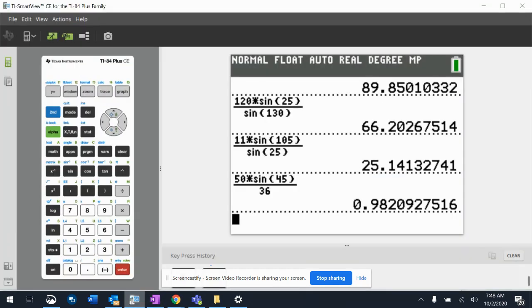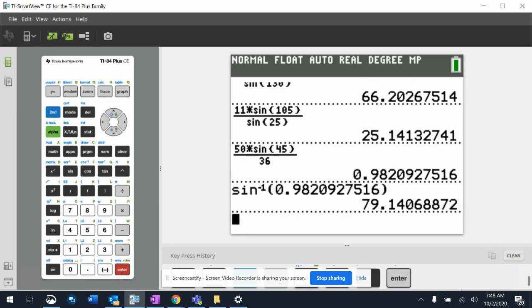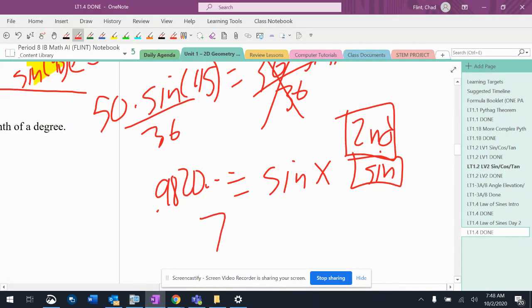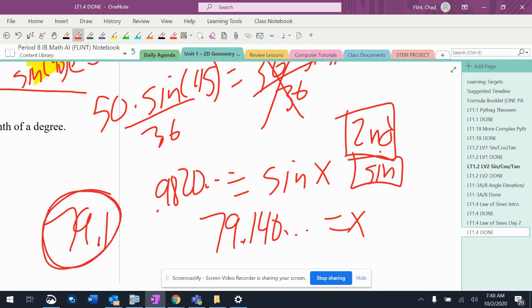So I'm going to go back here, or that decimal, sorry. Second sine that decimal right there, which is 79.140. 79.140 is the angle. It says nearest tenth. 79.1 is to the nearest tenth.